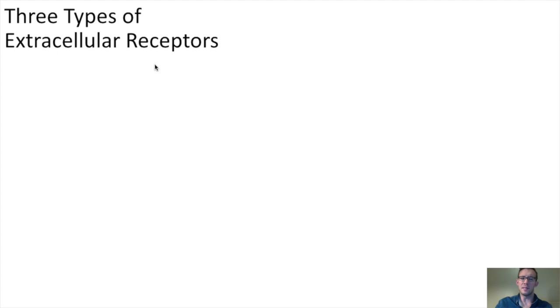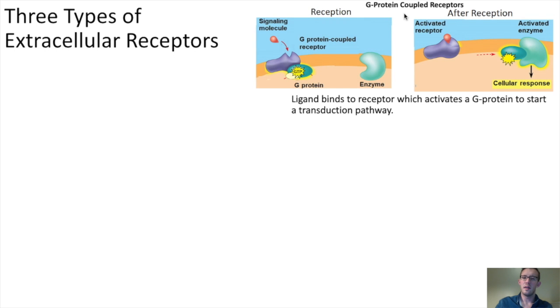So there's three types of extracellular receptors that we'll focus on in this class. The first type of receptor is called a G protein coupled receptor, which, as the name suggests, is a receptor that's coupled to a type of protein called a G protein, named after GTP, one of the molecules it interacts with.